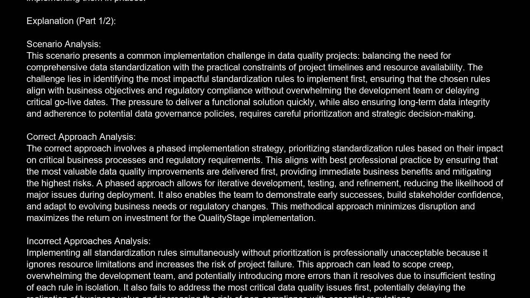The correct answer is B. Prioritize standardization rules based on their impact on critical business processes and regulatory compliance, implementing them in phases.